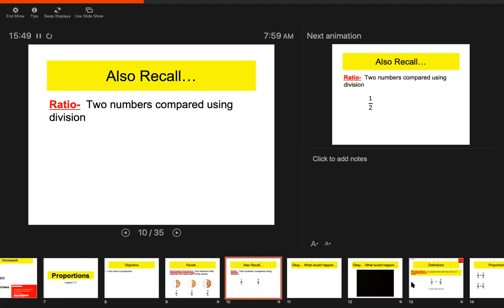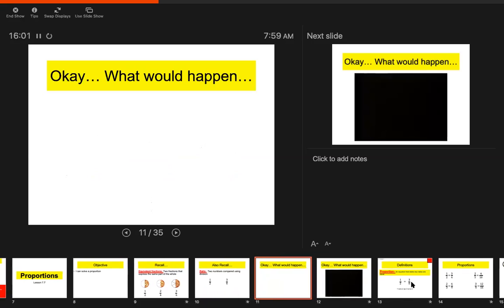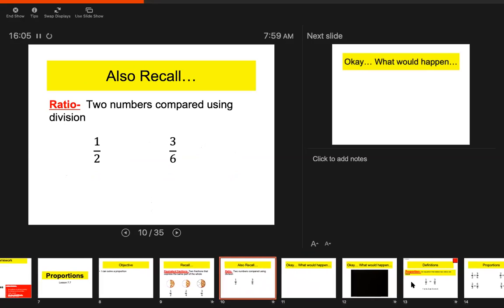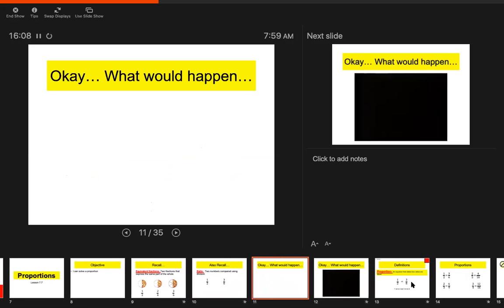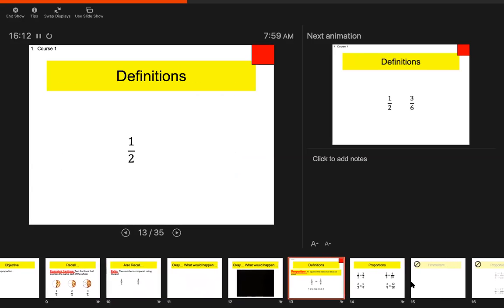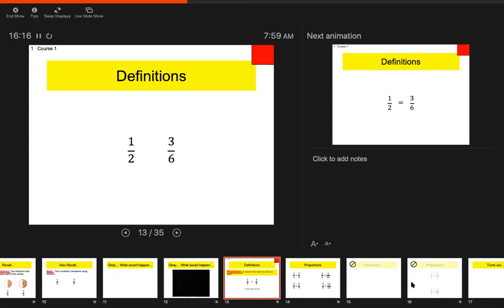Also recall this. We made ratios. Last couple classes we've been making ratios. Those are just 2 numbers compared by using division. That's a fraction. Here's 2 fractions, same or different. What would happen if I write 2 fractions that are the same? Since they're the same, I could write something between them. If 2 fractions are the same, what can I put between them? I can put an equal sign.